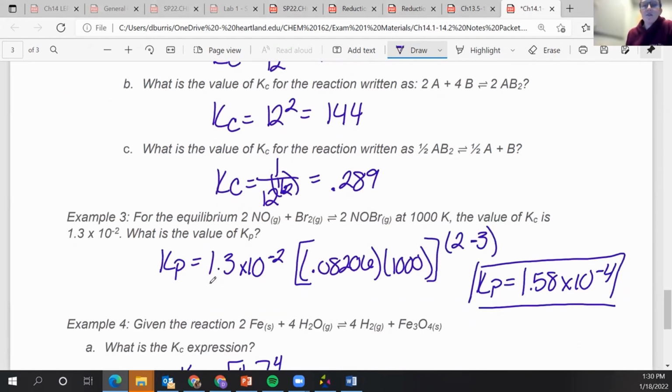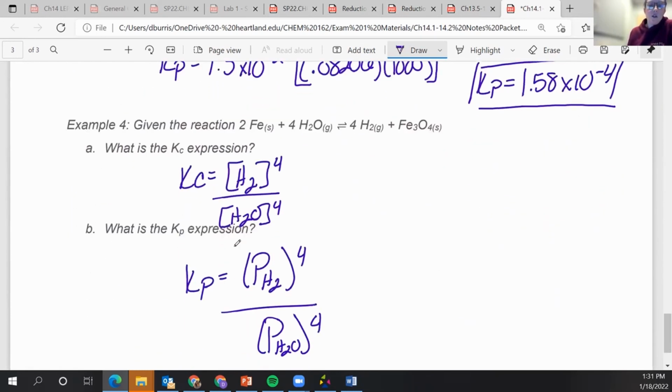All right, example number 3, I use that Kp equals Kc times (RT) to the delta n equation. So I put in my Kc value, gas constant, temperature, and then my delta n, remember, is the number of gas moles in the product. So 2, got 2 NOBr, minus those in the reactant. So there's 2 NO and 1 Br2 here. So this is 3 moles. So it's 2 minus 3. So it was -1. You should get 1.58 times 10 to the -4.